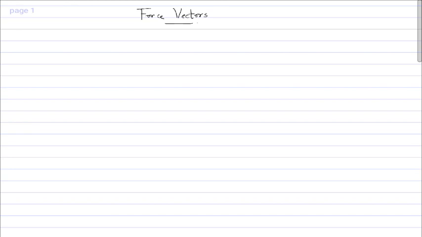Today, I want to solve an additional problem on force vectors. But before that, let me review some basic concepts. In class, we discussed two different ways to add two vectors. They were basically geometrical ways, and they were the triangle addition and the parallelogram addition.